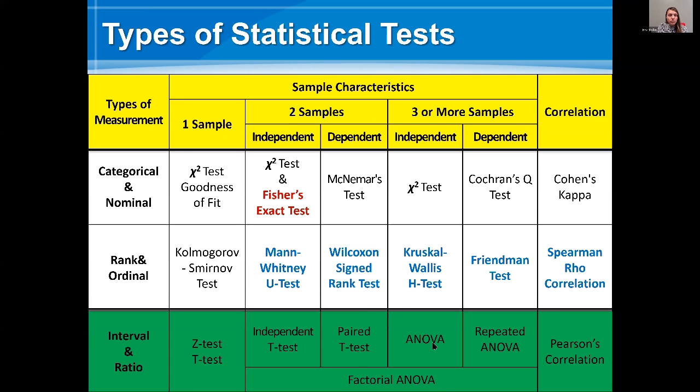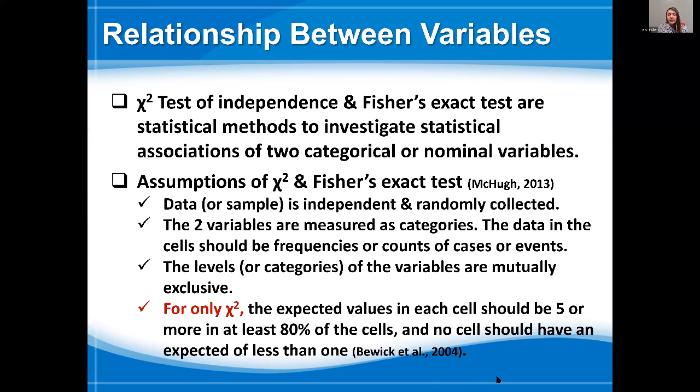Again, just to give you the overview: interval ratio data, what we usually deal with, like Likert scale, will give you two independent samples, and you will just run a t-test. Well, if it's categorical or nominal data, you will run chi-square or Fisher's exact test, and I'll show you what's the difference. The assumptions of those two tests are pretty similar.